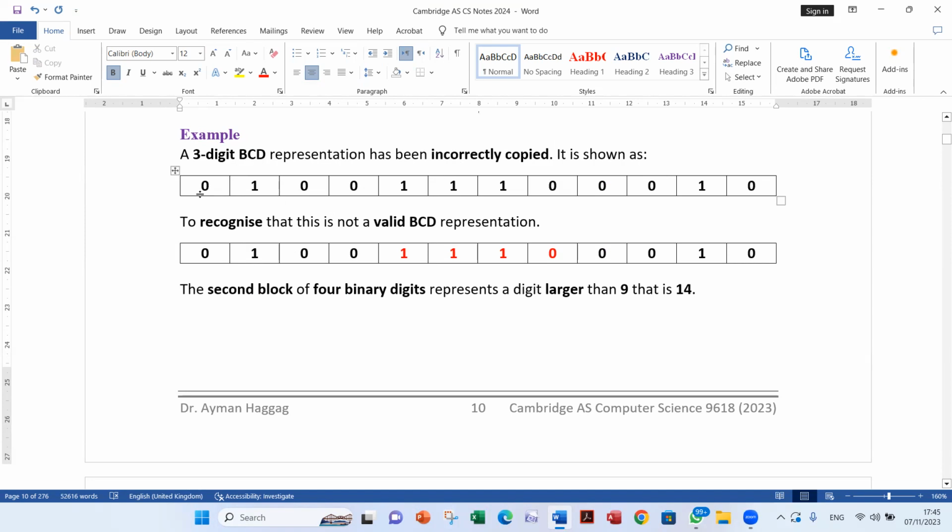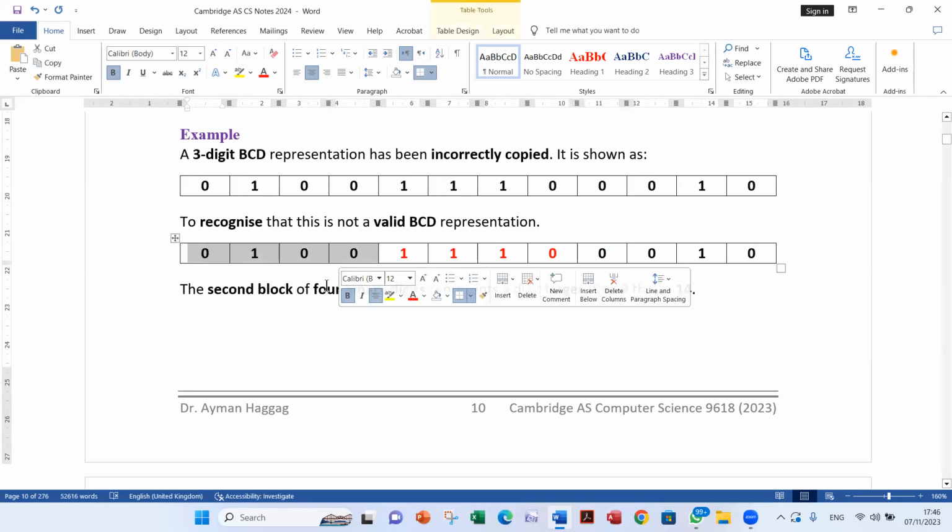It is shown as 0, 1, 0, 0, 1, 1, 1, 0, 0, 0, 1, 0. They ask you to recognize the mistake. You split them into groups. This is a group, and this will convert into 1, 2, 4. This will convert into 4. This is another group.